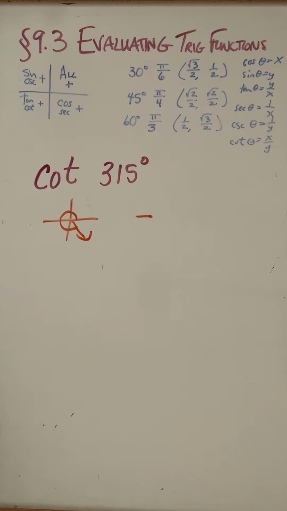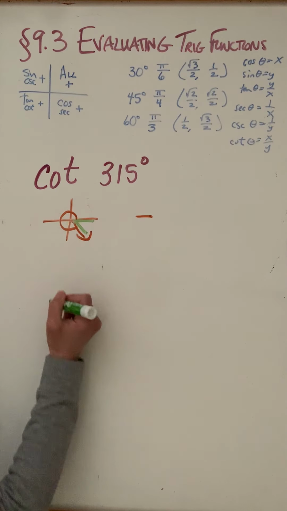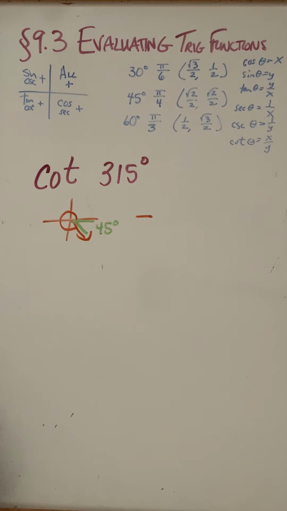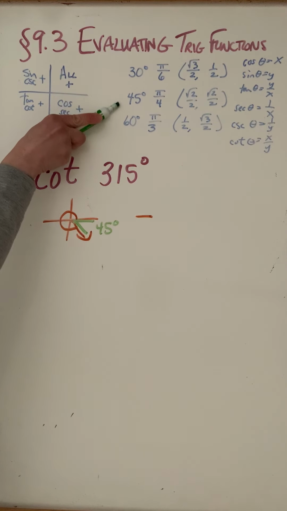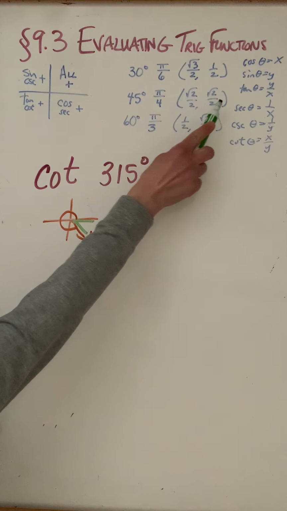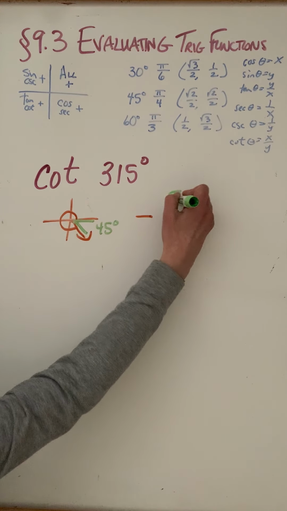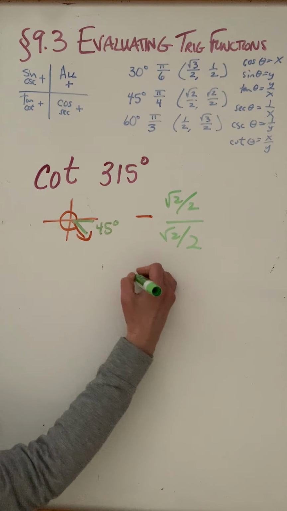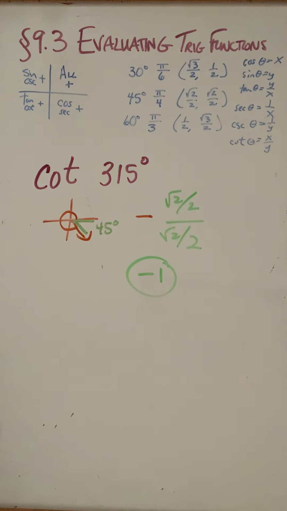What is our reference angle? So our reference angle is 45 degrees. If we go to our ordered pair for 45 degrees, cotangent we know is x over y. So if we divide root 2 over 2 by root 2 over 2, we just end up with -1. Okay, so hopefully this makes sense.